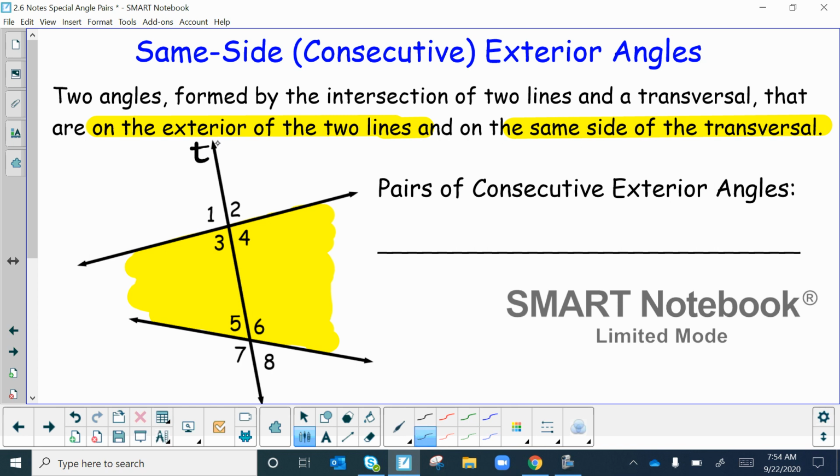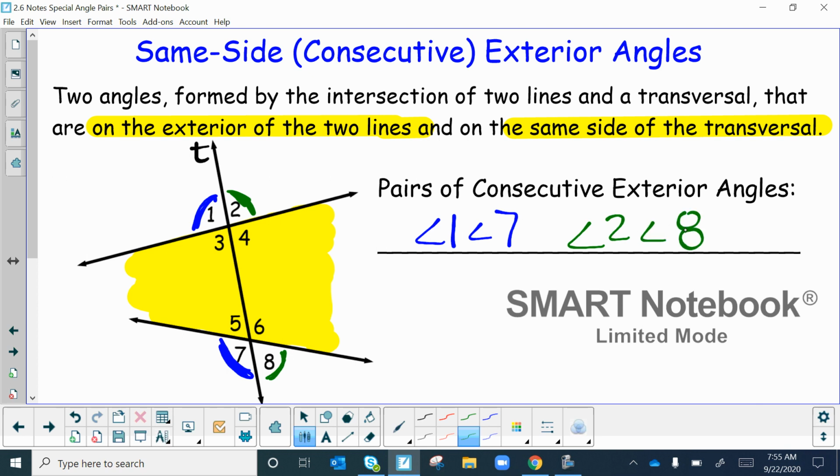Okay, so this is our transversal, so I'm going to label that line T. And so 1 would be with angle 7 because we want to be on the same side of the transversal line. And so angle 1 and angle 7 are a pair of consecutive exterior angles. And then angle 2 is with angle 8.